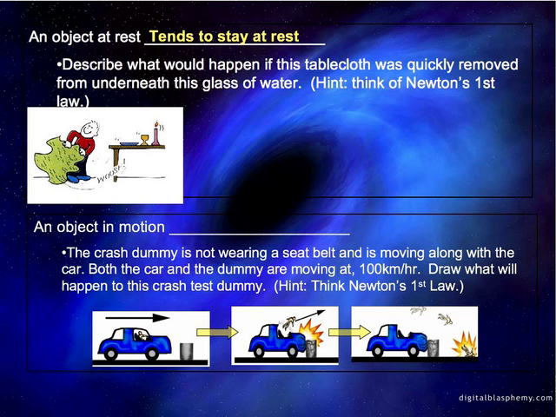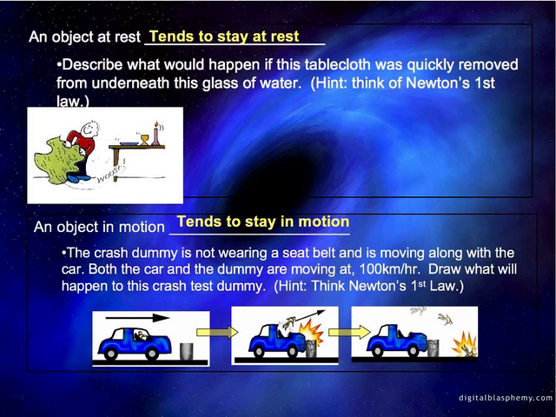The other thing, an object in motion. If you were ever riding your skateboard down the street and then you hit a rock or a curb, what happens to you? You go flying. You're riding your bike and all of a sudden somebody sticks a stick in your spokes. What happens to you? You go flying.